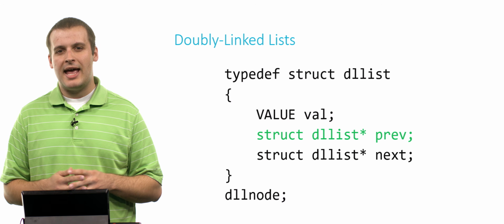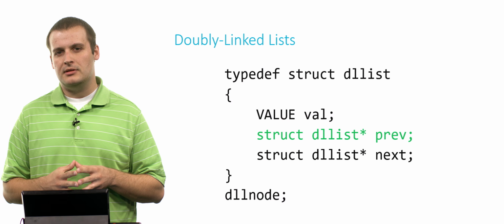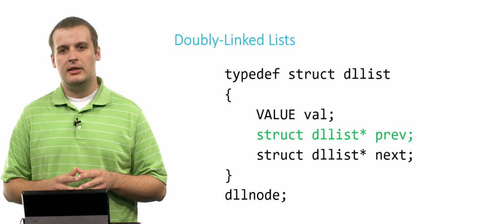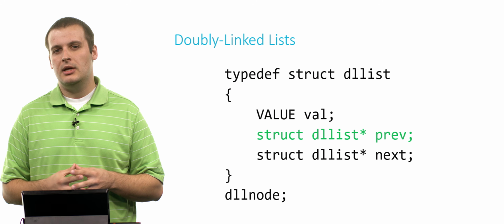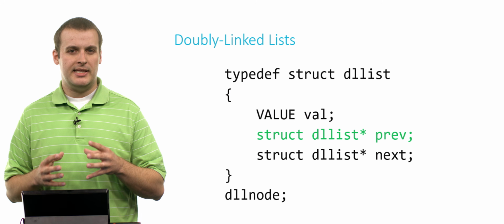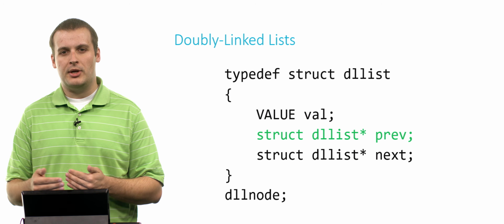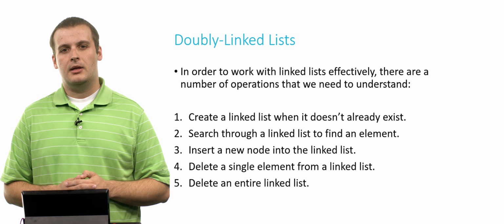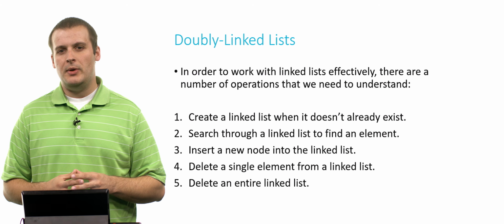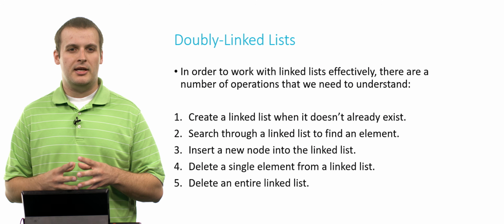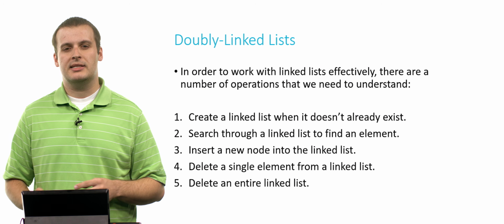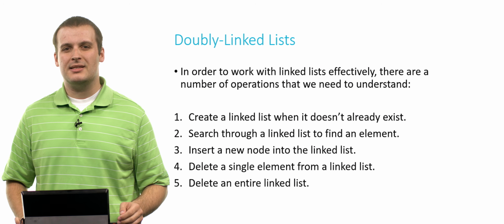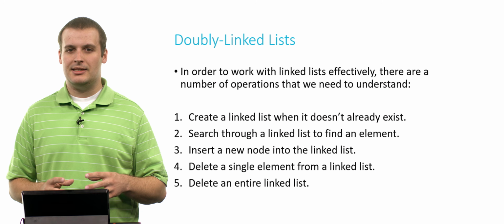As I said, we just have to add one single field to our structure definition, this notion of a previous pointer. With a singly linked list, we had the value and the next pointer. So the doubly linked list just has a way to move backwards as well. Now, in the singly linked list video, we talked about these 5 main things you need to be able to do to work with linked lists. And for most of these, the fact that it's a doubly linked list isn't really a big jump.